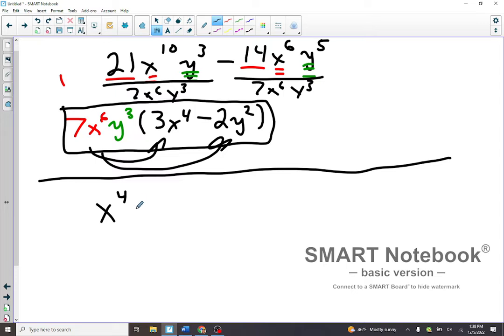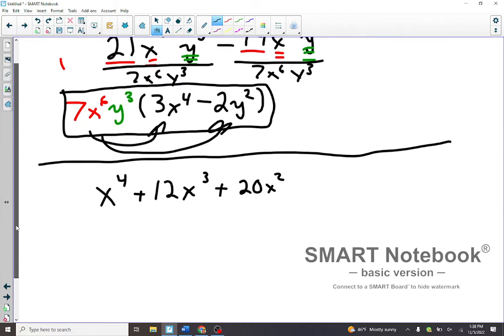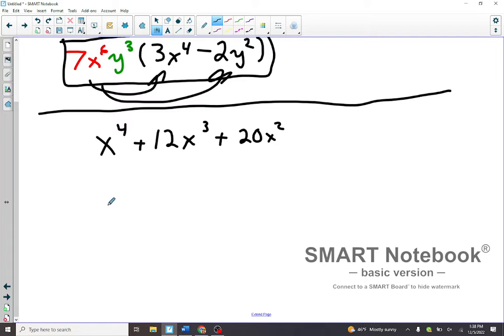x to the 4th plus 12x to the 3rd plus 20x to the 2nd. In this one, guys, stop talking again. For this one, before you start, always check if there's something common between everything here. So I could take out x to the 2nd, or x squared. Take out a 2? No, this doesn't have a 2, so no. These two have a 2, but this one does not.